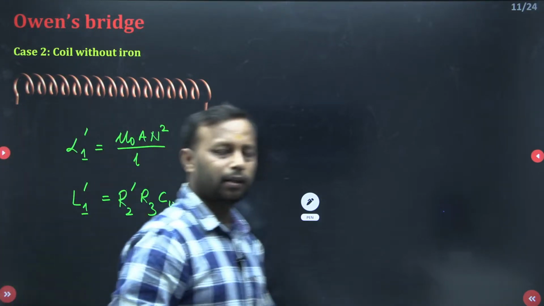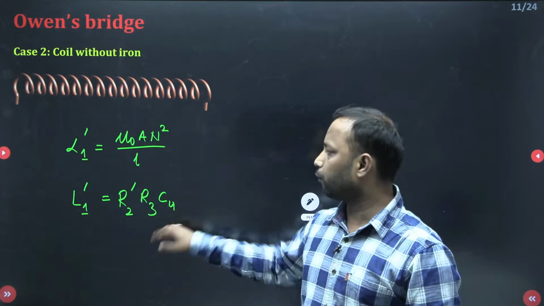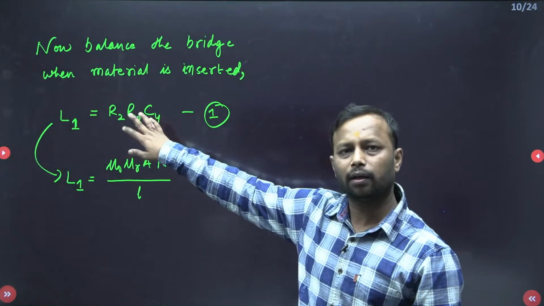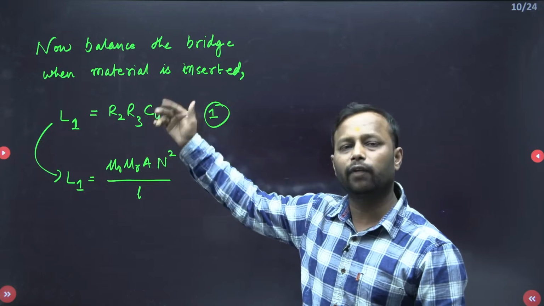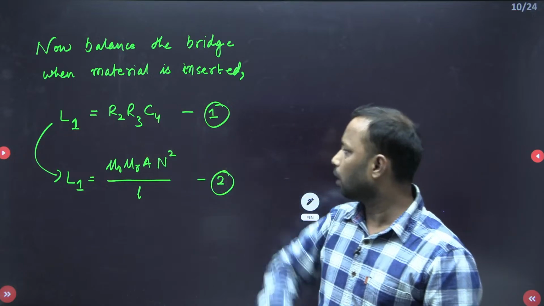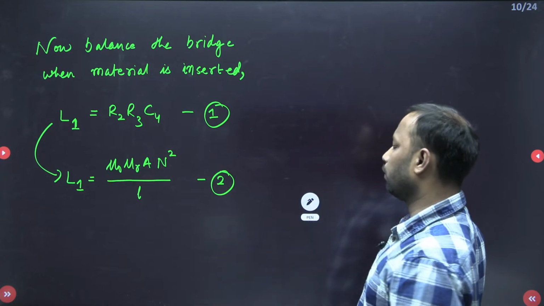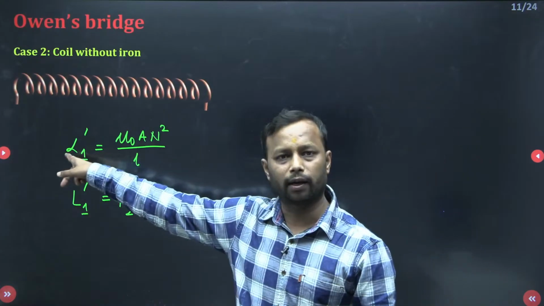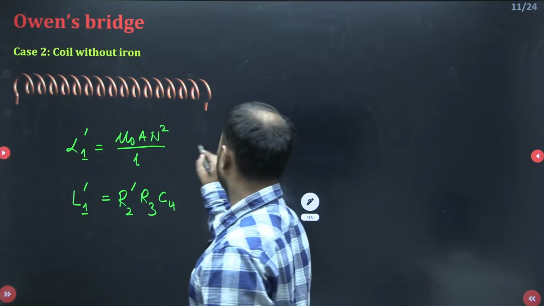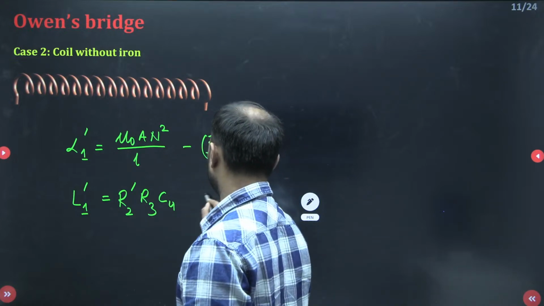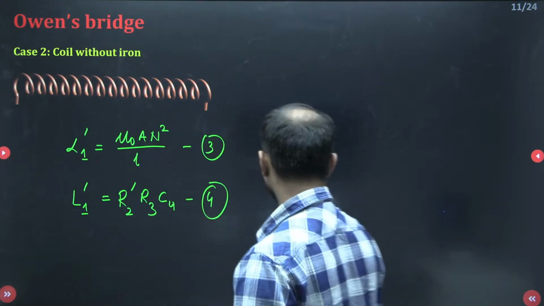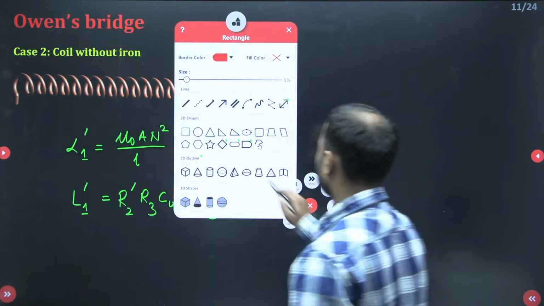I am repeating again: you must not disturb R3 and R4 from case 1 that we had already chosen. By the help of R2, we are going to balance and obtain this value L1 dash. So this is your equation 3, this is your equation 4. Okay, now see the magic.